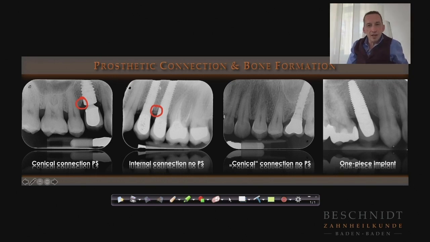And here we have a conical connection, and we have a bony resorption here. So conical connection alone, is this the miracle? We don't know exactly. And finally, look at the one-piece implant. This is an all zirconia one-piece implant, but although there is no gap between abutment and implant, we have a bony resorption here.